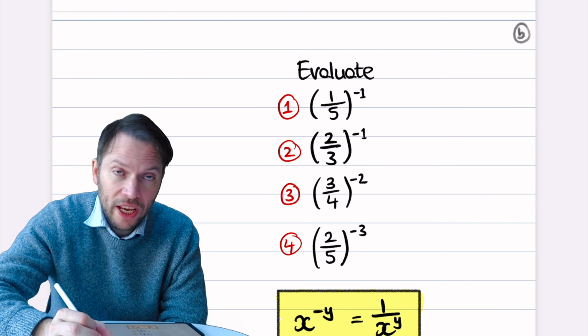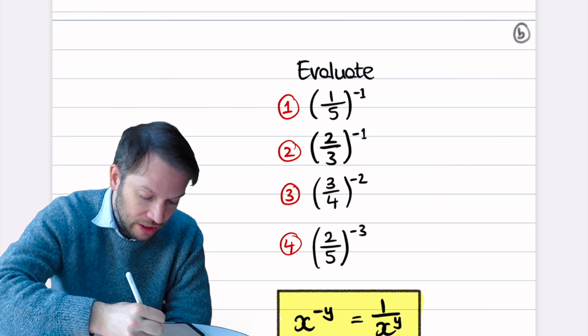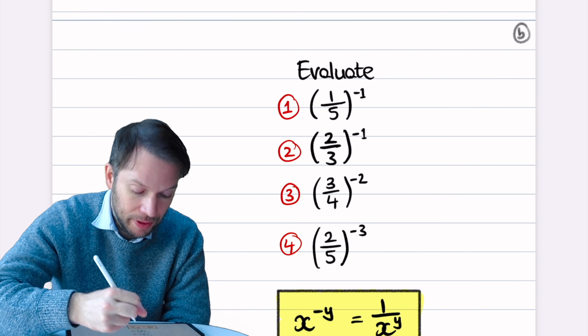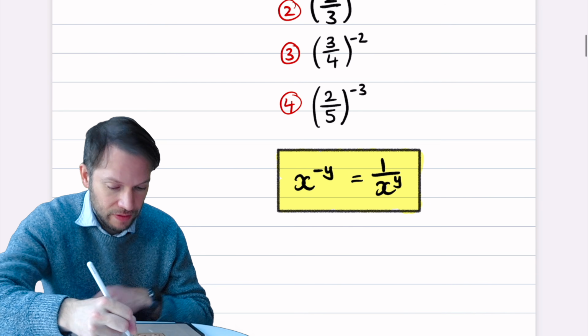Hi, in this video we're going to do a fraction to a negative power. And by a negative power I just mean this index here is a negative number. We've got a fraction as the base here. Now in the previous video we saw how negative indices work.